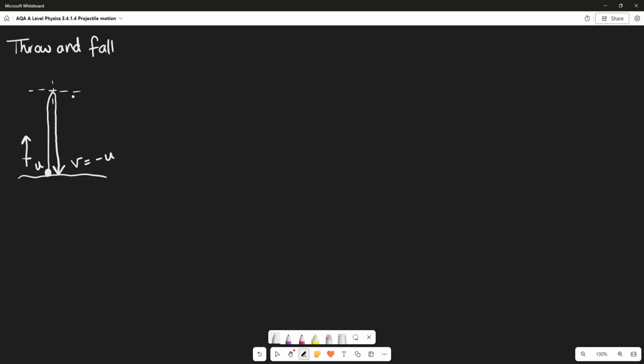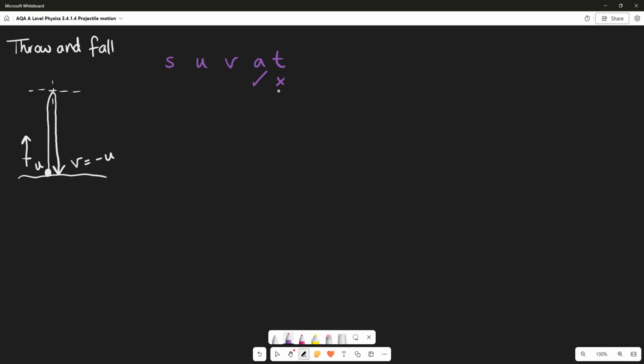Now, often people will say things like, oh, I threw the ball, it went really, really high, it went this high, how fast did I throw the ball? So let's have a look at this type of problem. So again, we're going to write out SUVAT. The acceleration is due to gravity, we know that.